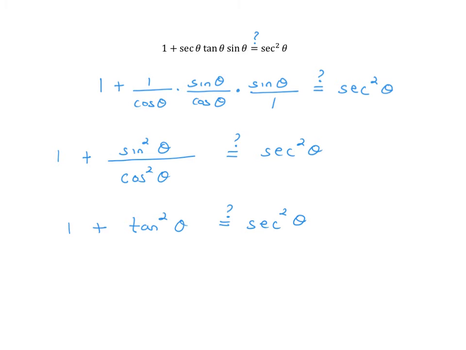And the answer to this is yes. In example 1, we actually proved that this identity is true. We showed that 1 plus tangent squared of theta can be replaced with secant squared of theta. That is clearly equal to the right side of this equation. So the left side does in fact equal the right. Since all of these steps are reversible, if this is true, then this original one is true as well.